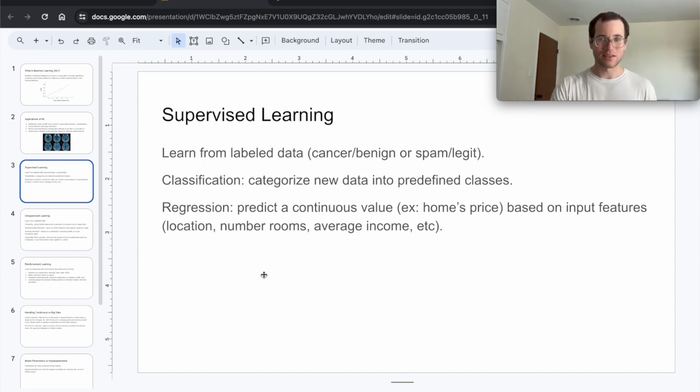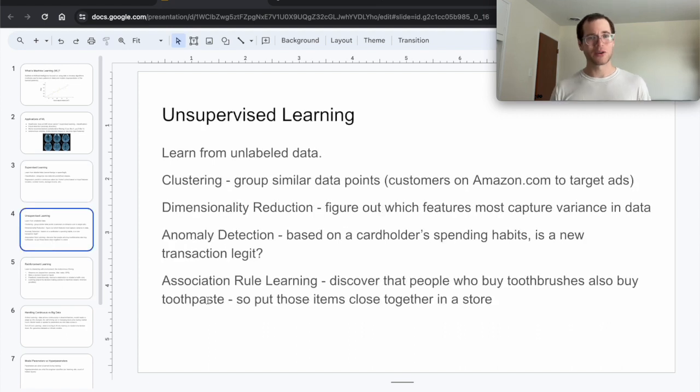So that's supervised learning. Now we also have unsupervised learning. And so in this case, we're going to be learning from unlabeled data. An example of this is, if you're Amazon.com and you have access to terabytes of transactions on your site, you're going to take all these transactions and you're going to want to figure out what groups of people here you are going to target some kind of ad campaign to.